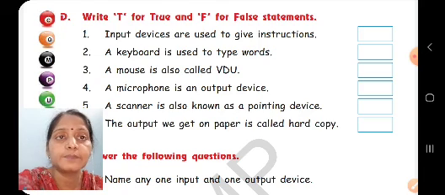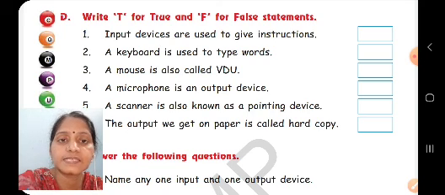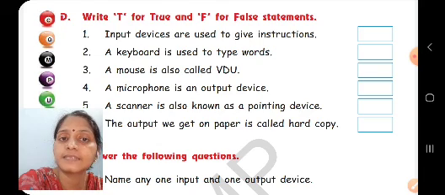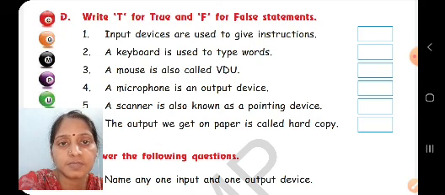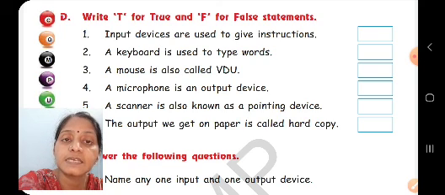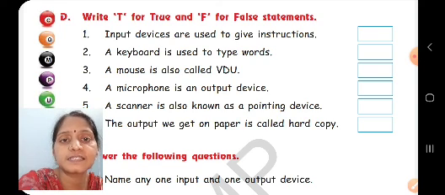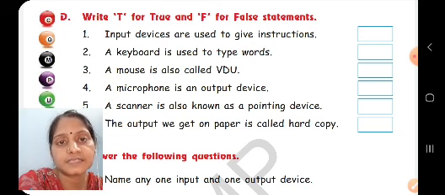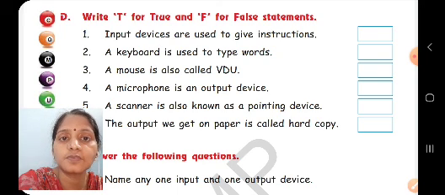First one, input devices are used to give instructions. As we know children, there are two types of devices. One is input devices and the other type of device is output device. Input device is used to give instructions to the computer and output device is used to get final result from the computer. So children, input devices are the devices used to give instruction. This statement is true. First statement is true.